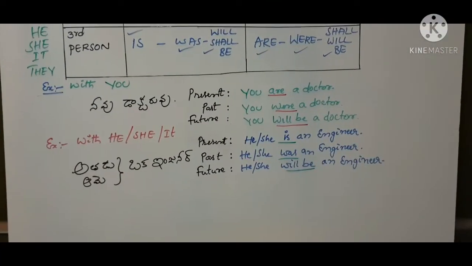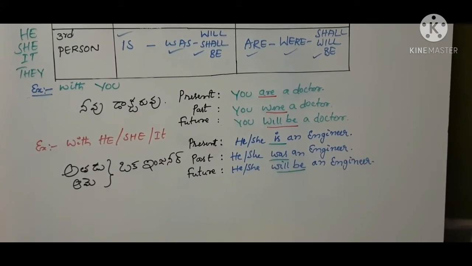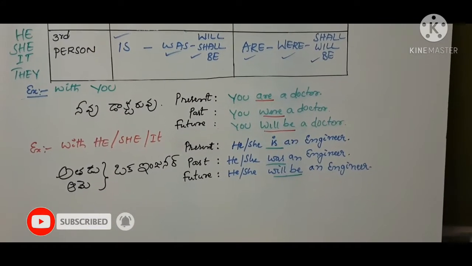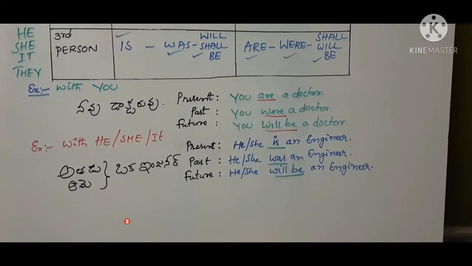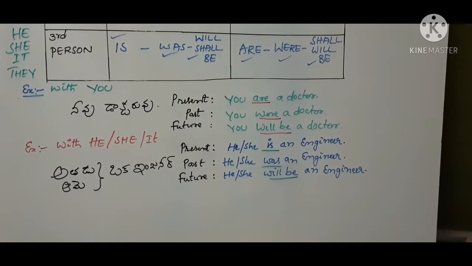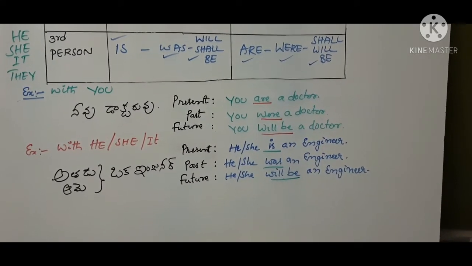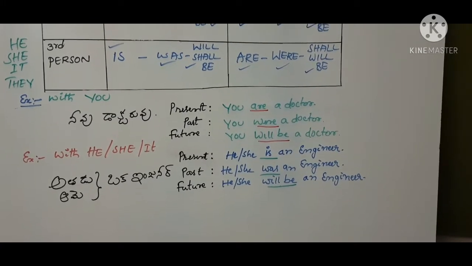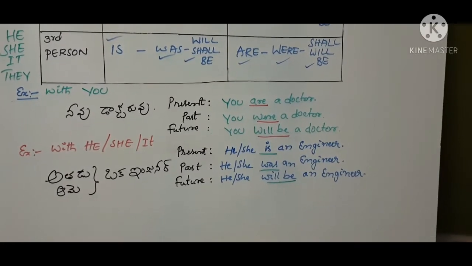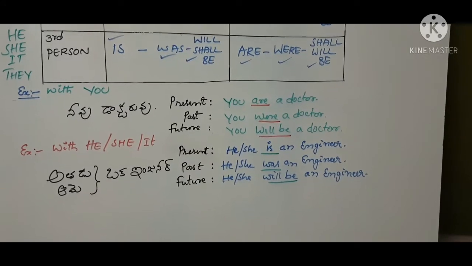Let us see the example with you, and its association with the be form in a sentence. 'నీవు డాక్టరువు.' Present, past, future. You are a doctor, present. You were a doctor, past. You will be a doctor, future. So the underlined words are, were, will be are be forms. It is clear that they are used to form tenses.